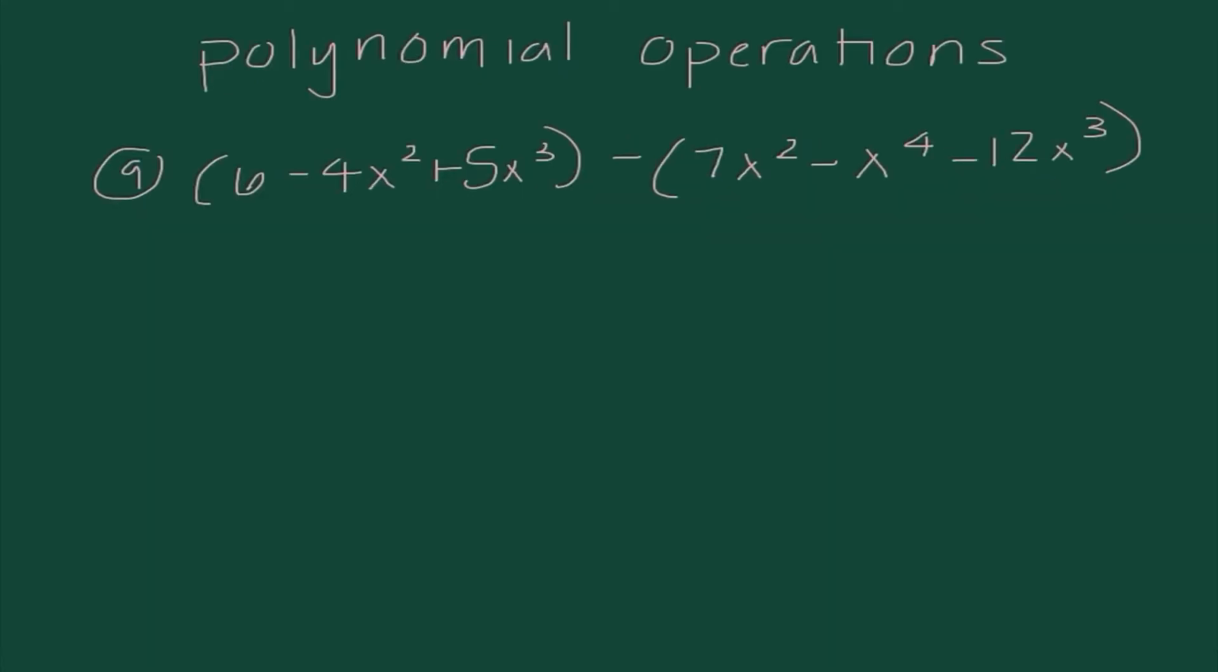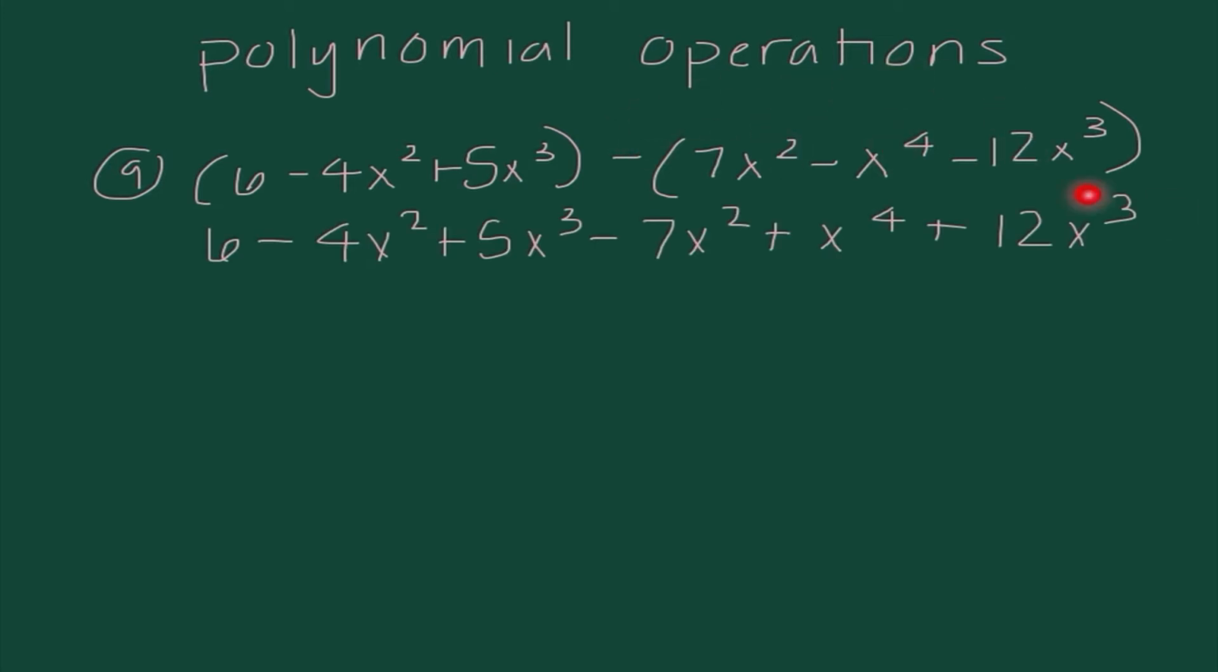Next major concept is polynomial operations, and I'm going to start where we just have 2 polynomials, and we're subtracting them. This is number 9. So I know the very first thing that I need to do is to distribute a negative to every single term in that second polynomial, and that's what I wrote right here. So now I'm going to write things in descending order, and combine my like terms.